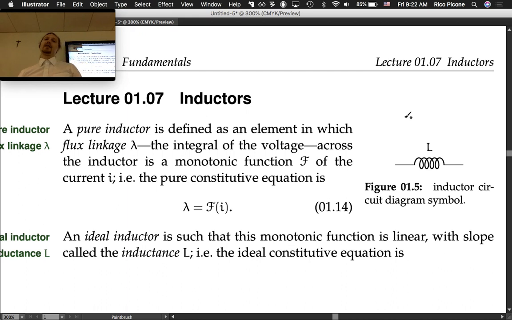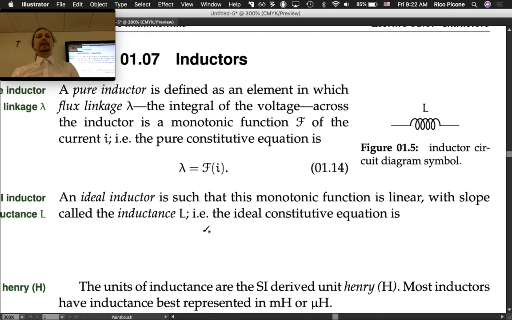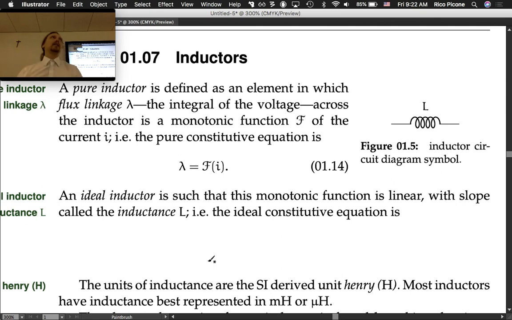A pure inductor is defined as an element in which flux linkage lambda, which is the integral of the voltage across the inductor, is a monotonic function f of the current, i. In other words, the pure constitutive equation is that flux linkage lambda is equal to some monotonic function of the current. Okay? If you've got some component, it could be some weird function. As long as it's monotonic, we would say it's an inductor of some sort.